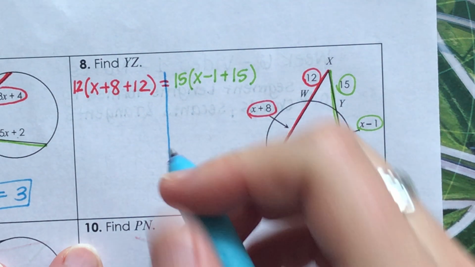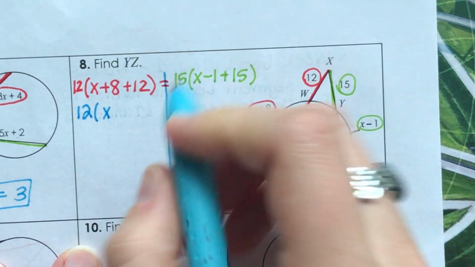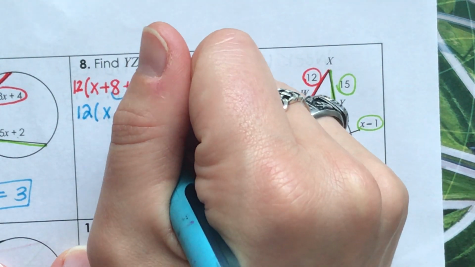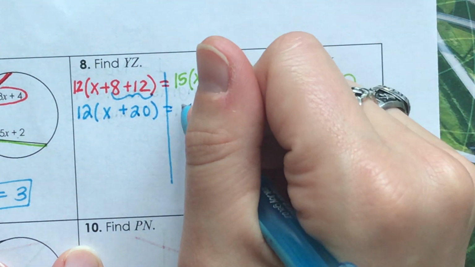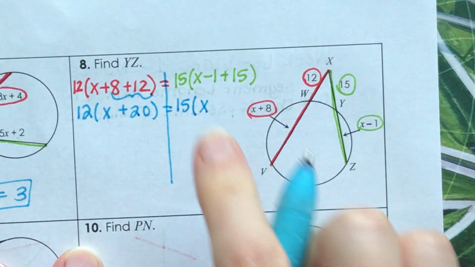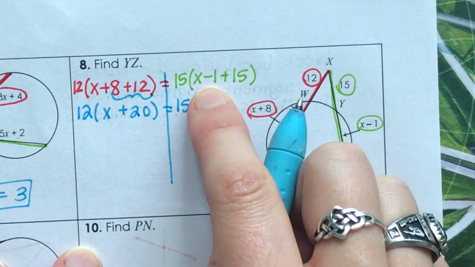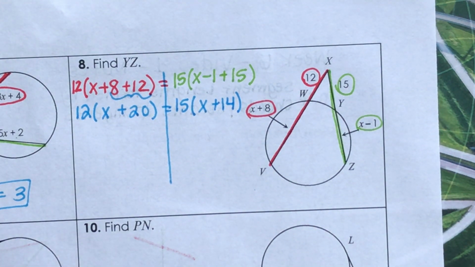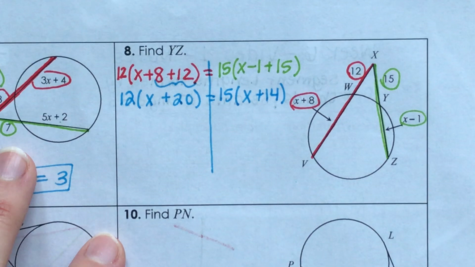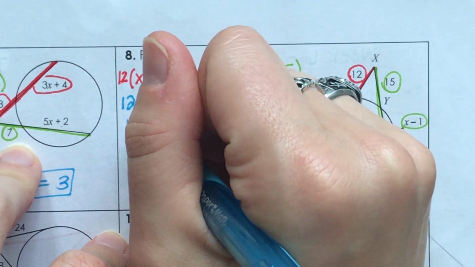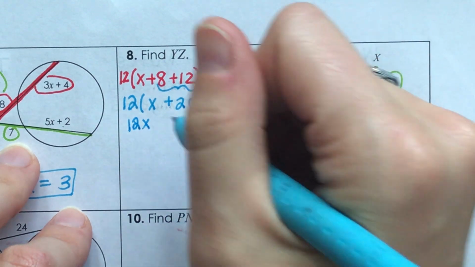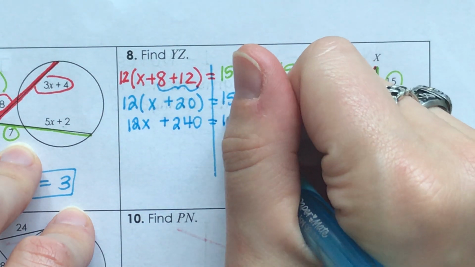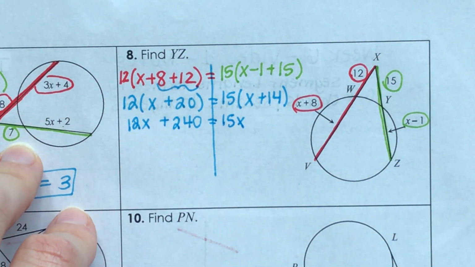Okay, now again, I'm doing just some algebra. I can combine some like terms inside of my parentheses. I can add together the 12 and the 8, and I get 20. And then I can add together -1 and positive 15. Be careful, it's a -1, so this becomes a positive 14. Now it's just some simple algebra, so I'm going to distribute. 12 times x is 12x. 12 times 20 is 240. 15 times x is 15x. 15 times 14 is 210.